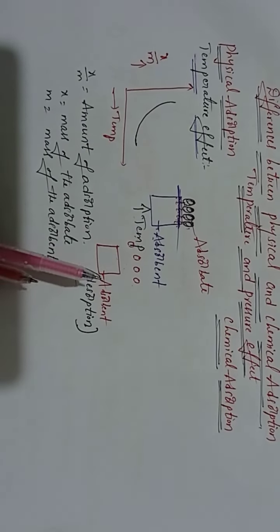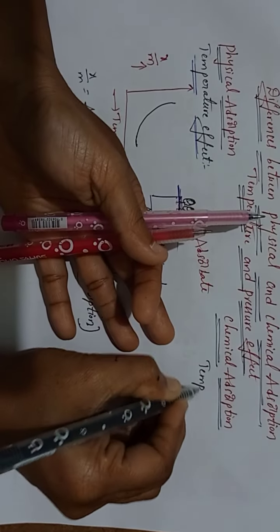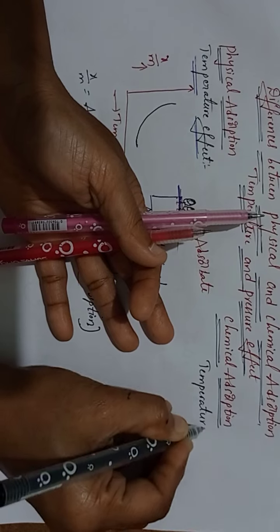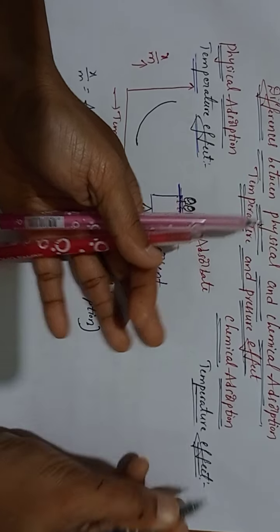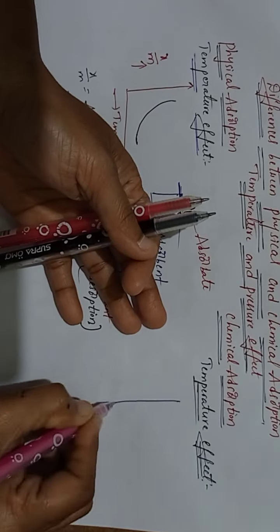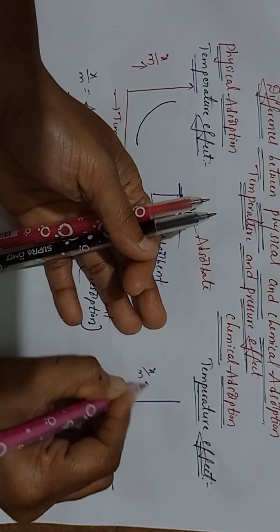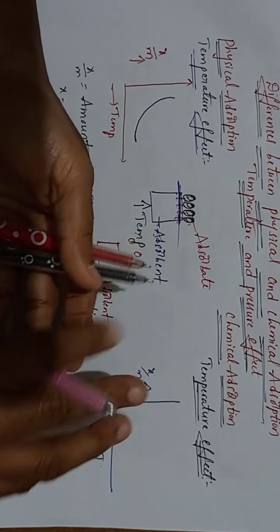Now coming to the chemical adsorption, students, temperature effect. How is temperature affecting the chemical adsorption? Now see, students, how temperature is affecting. Now I am taking the graph between x by m versus temperature. So in this graph, whenever temperature is given, what will happen?